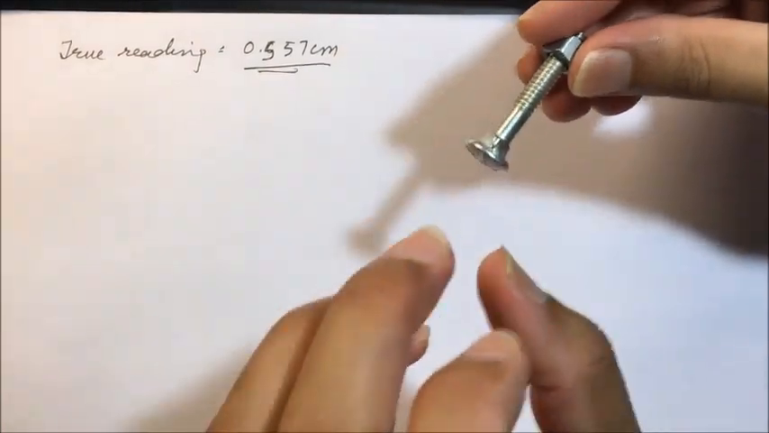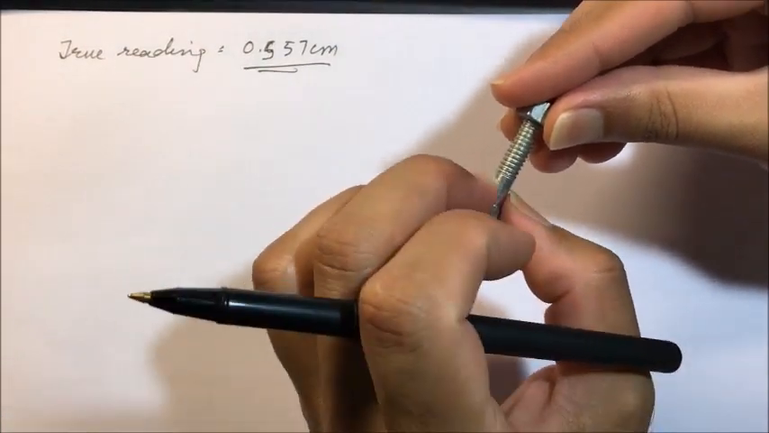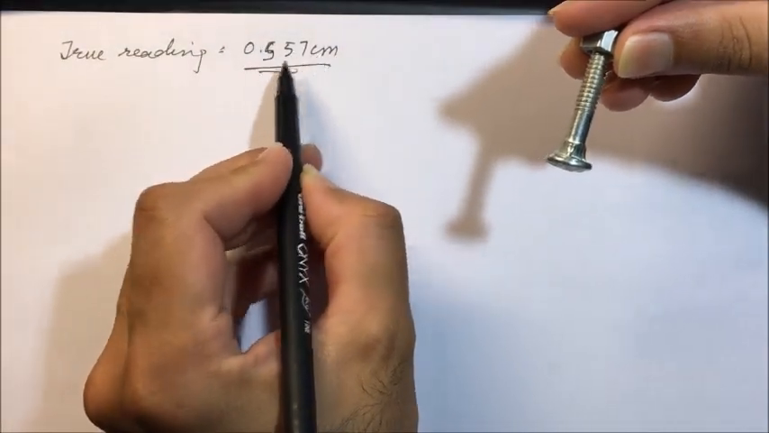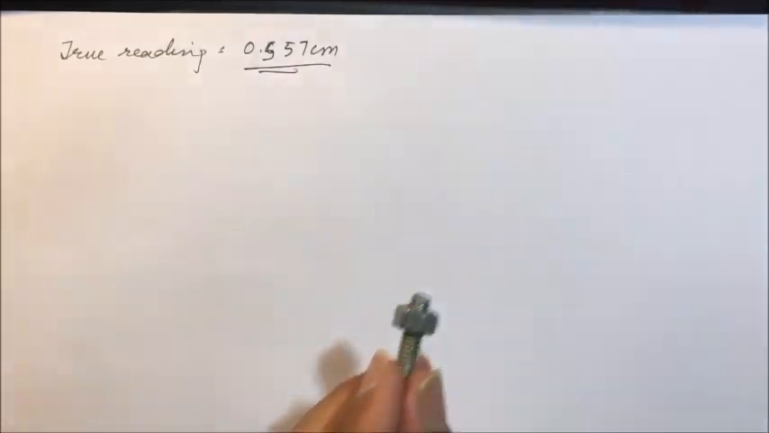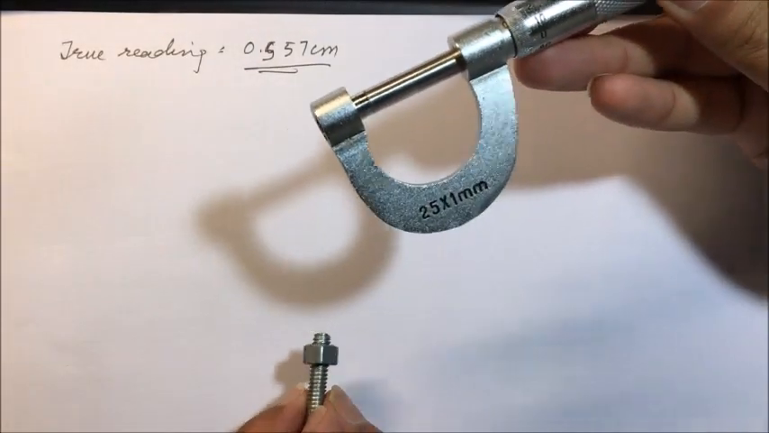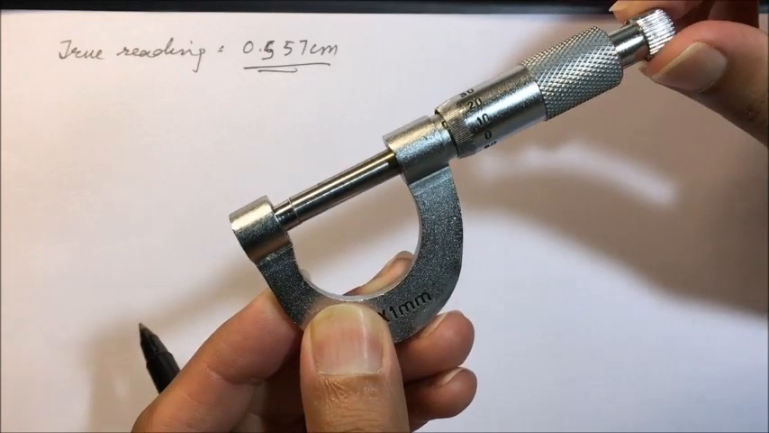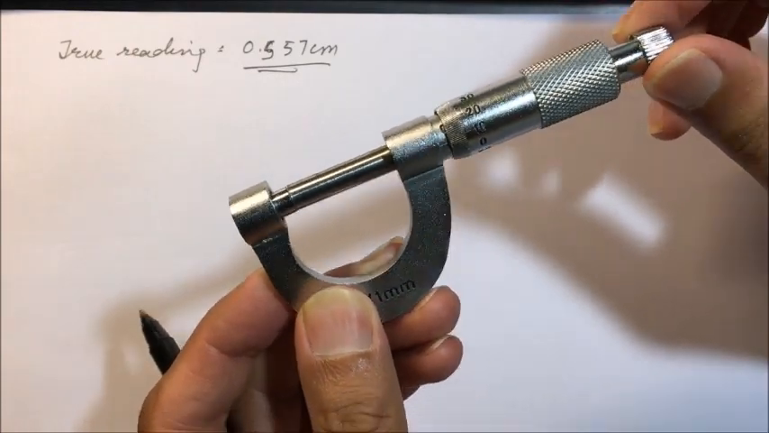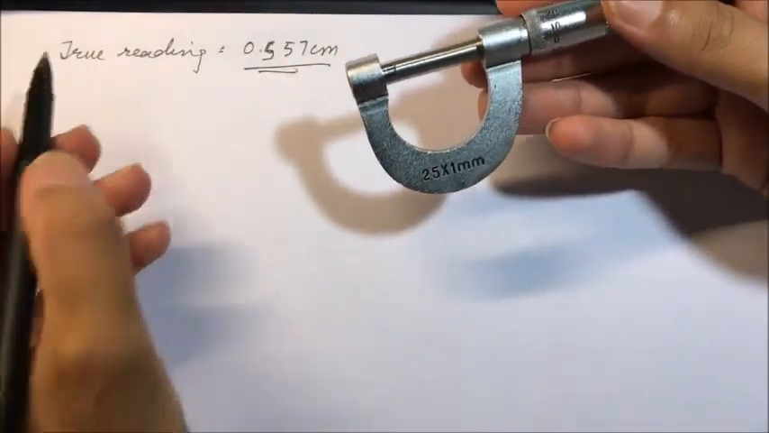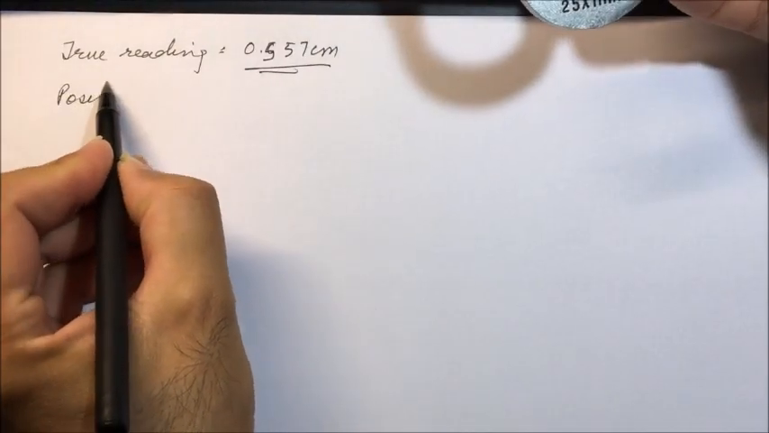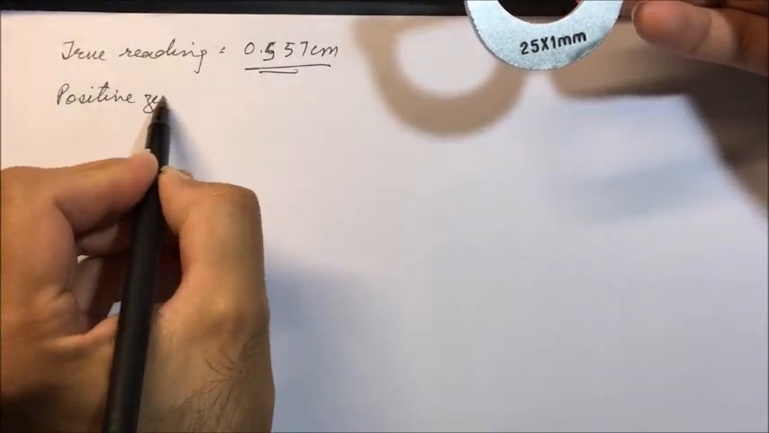So the true reading of the diameter of this screw is 0.557. This we have measured when the screw gauge is having no zero error. But now our screw gauge is having zero error of 7 divisions. So now we have to calculate the positive zero error. So here it is having positive zero error.